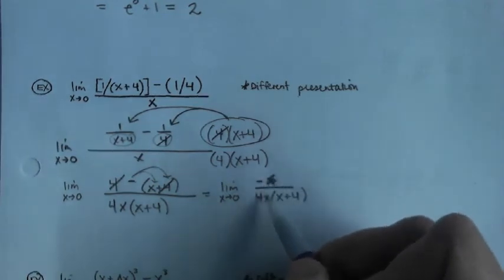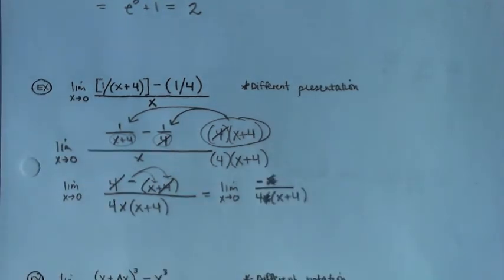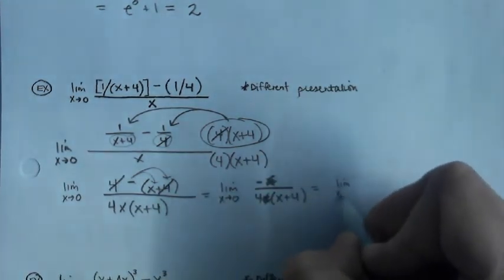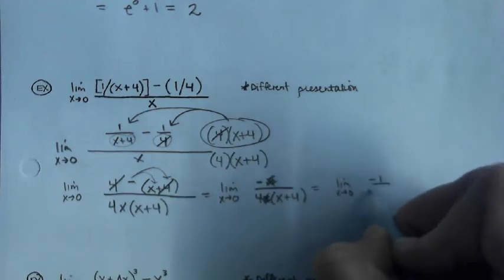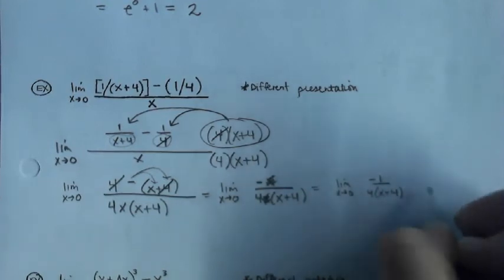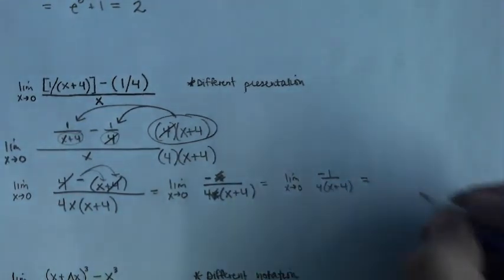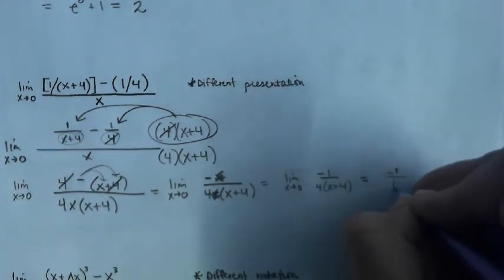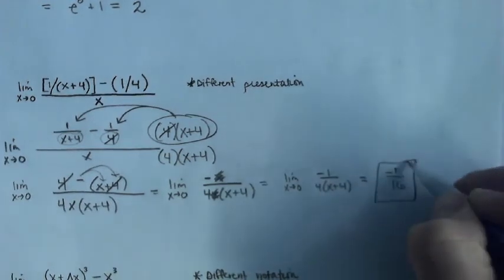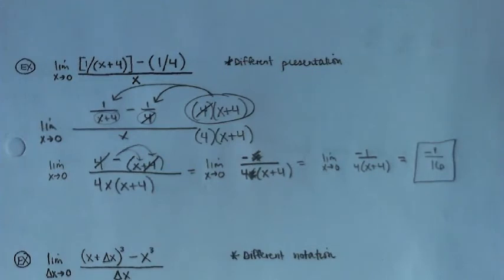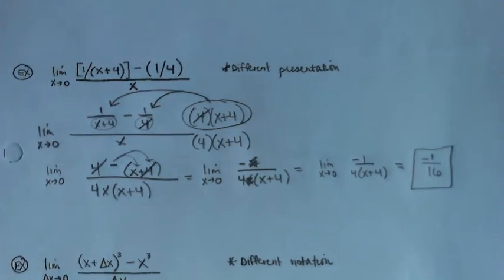And our problem, which was that factor of x, cancels. And so now plugging in 0 should not be an issue. You now plug in 0 to reevaluate, and we get negative 1 over 16. Okay? So a review there of clearing fractions.